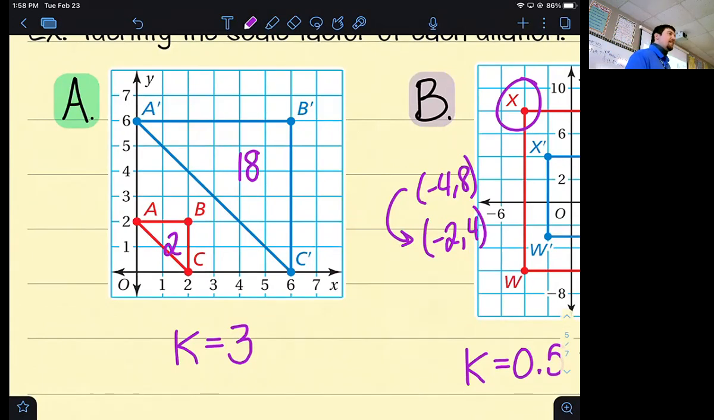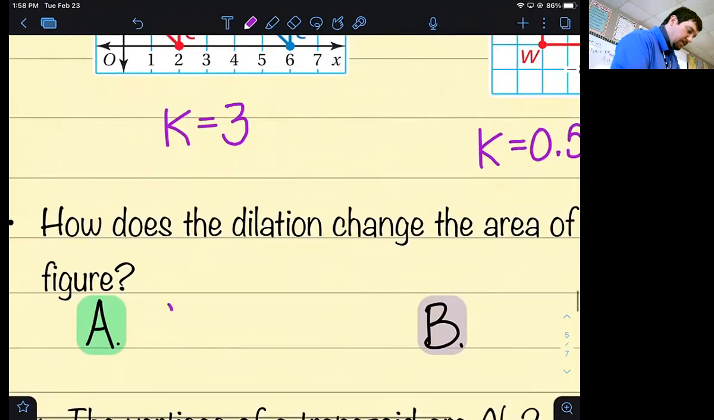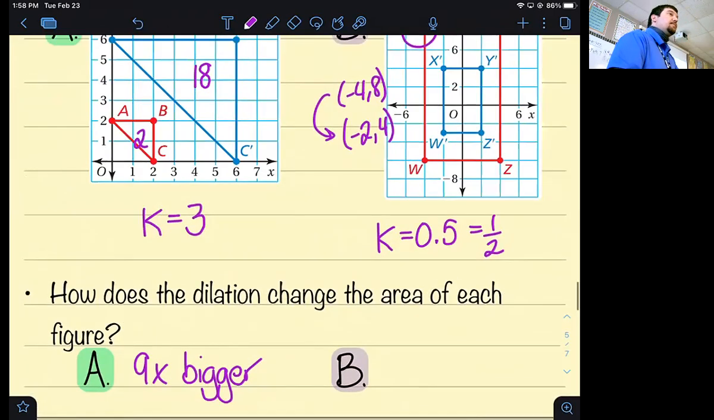So does dilating by a factor of 3 make the area 3 times bigger? No. It made the area 9 times bigger. Why is it? Is it because 3 to the power of 2 is 9? Correct. And we'll talk about this tomorrow. Because when I take the area of a shape, it's 2-dimensional, correct? So it's 3 squared times bigger.